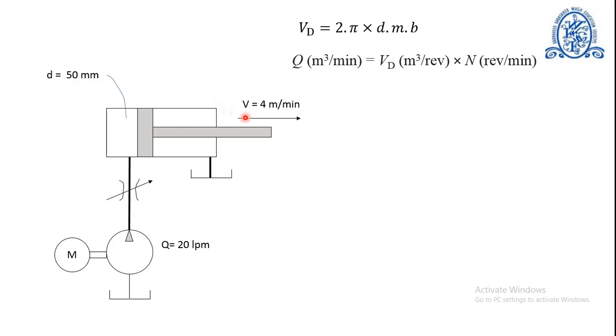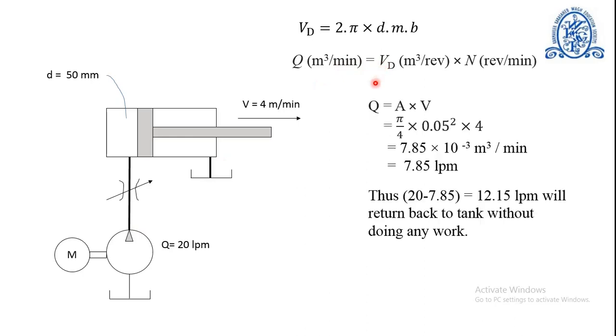Now suppose the actuator speed required is 4 meters per minute. Then if I use this gear pump, we can find out the actual flow rate required using this formula. Q can be obtained as A into V, where A is the bore area of this piston, which is pi by 4 times the diameter squared. Since this diameter is 50 mm, it is 0.05 in meters, squared, multiplied by the speed required, which is 4, and then we can find this flow rate as 7.85 liters per minute.